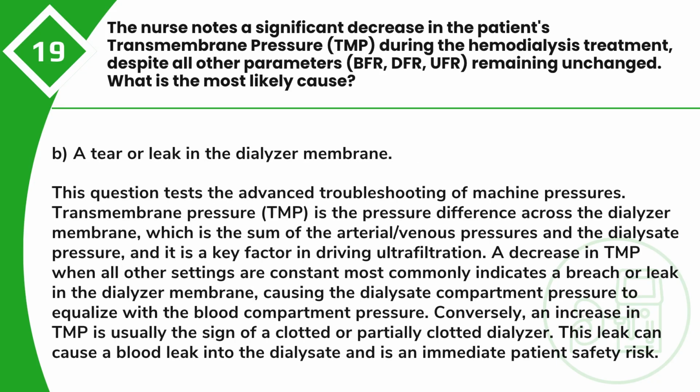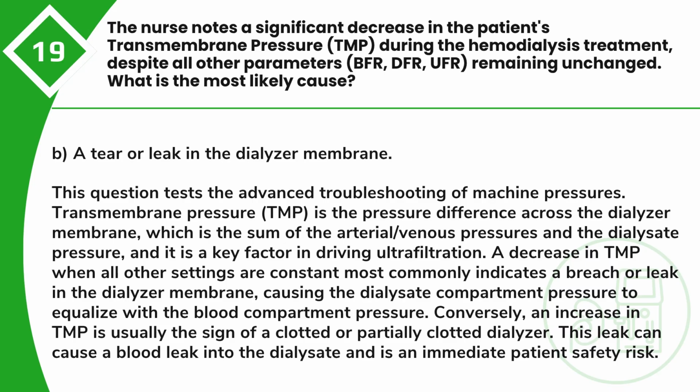Answer: B. A tear or leak in the dialyzer membrane. This question tests the advanced troubleshooting of machine pressures. Transmembrane pressure, TMP, is the pressure difference across the dialyzer membrane, which is the sum of the arterial/venous pressures and the dialysate pressure, and it is a key factor in driving ultrafiltration.